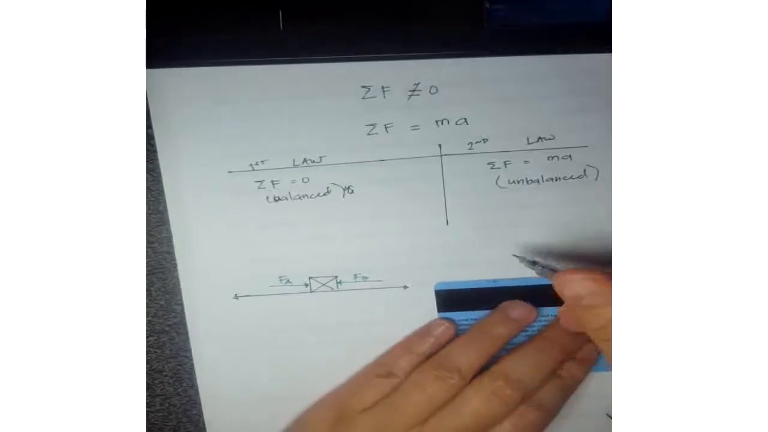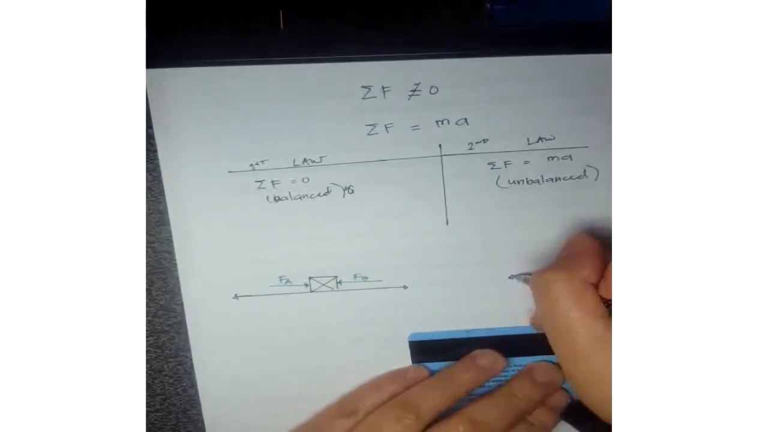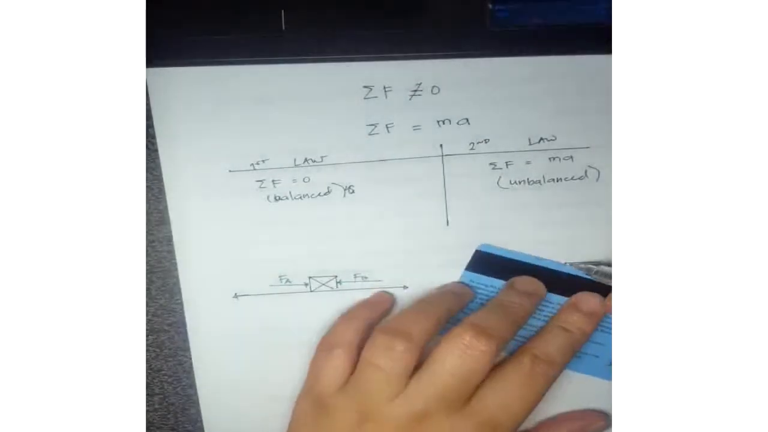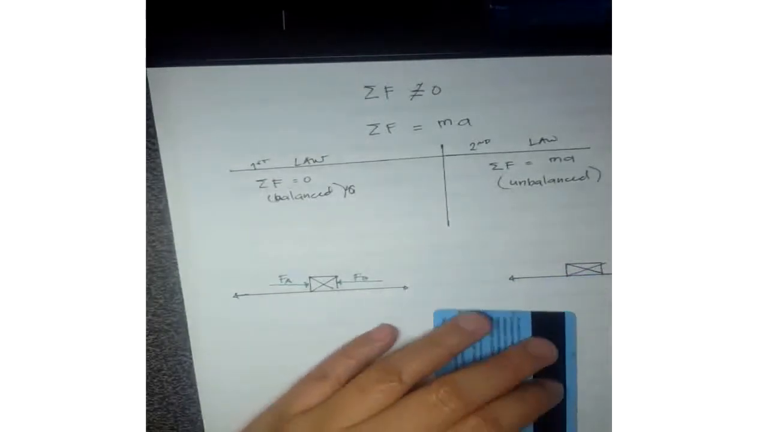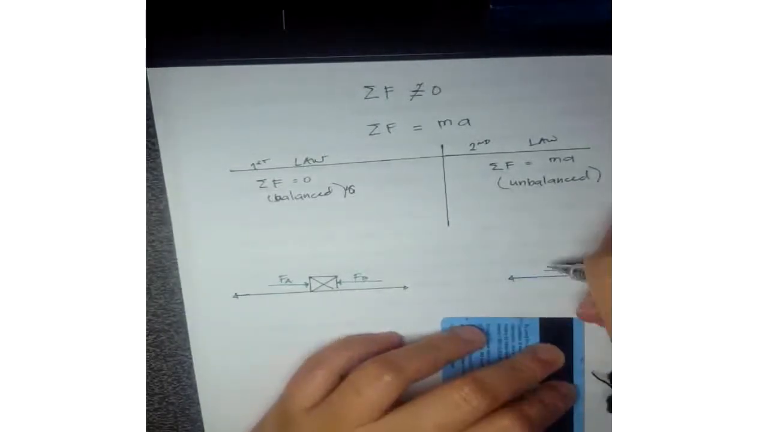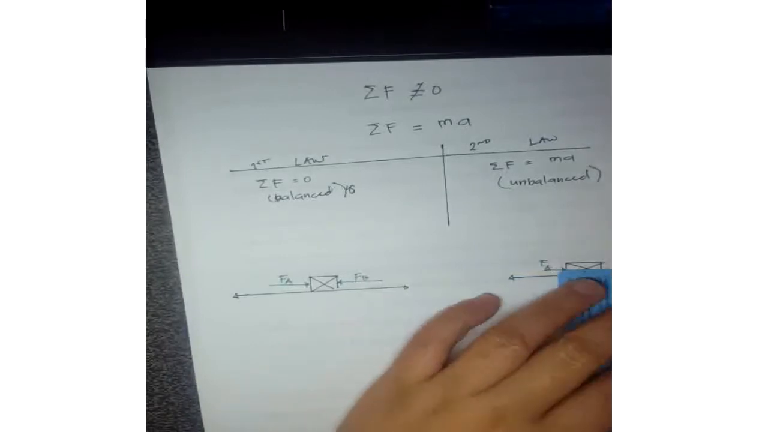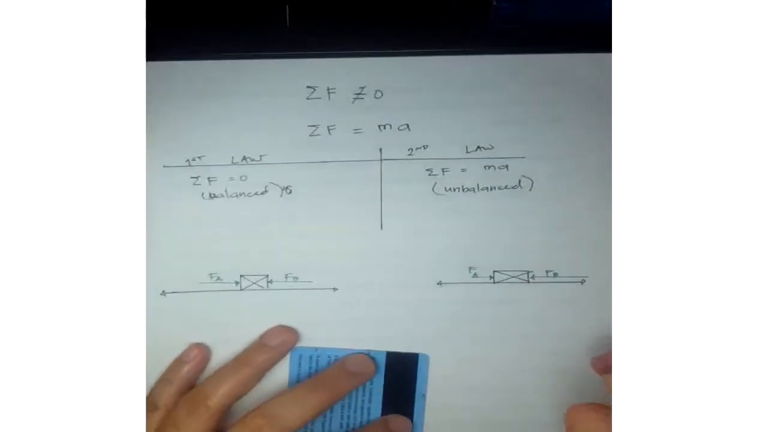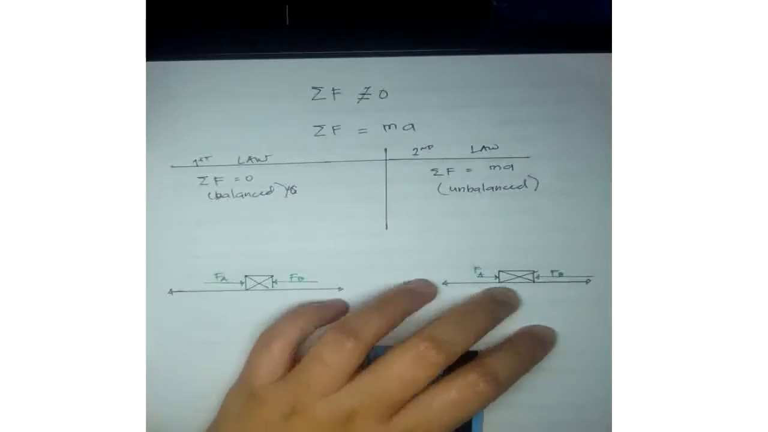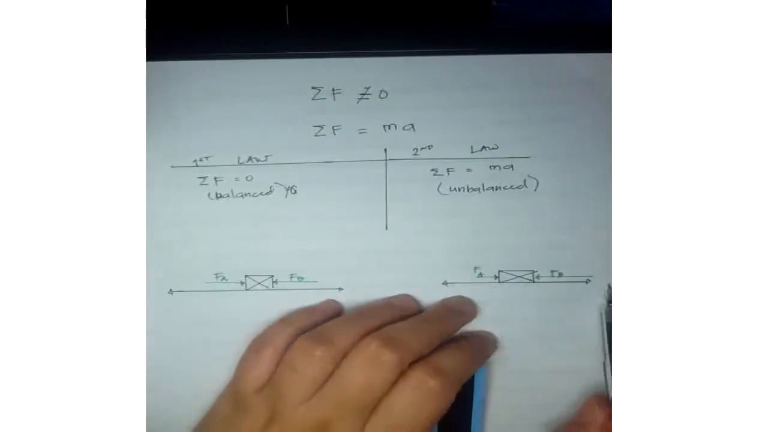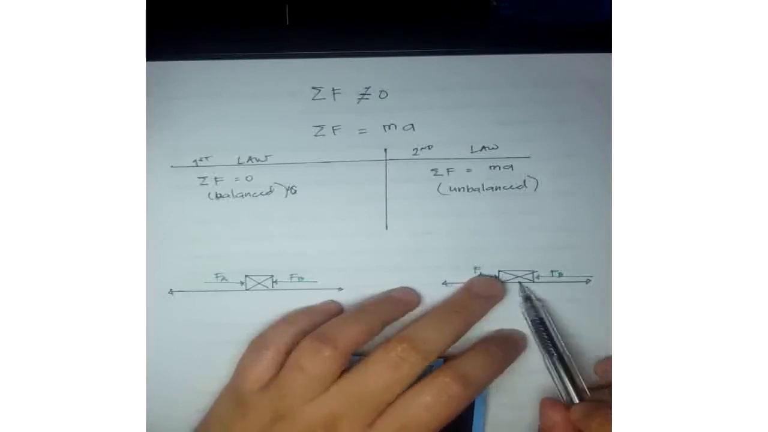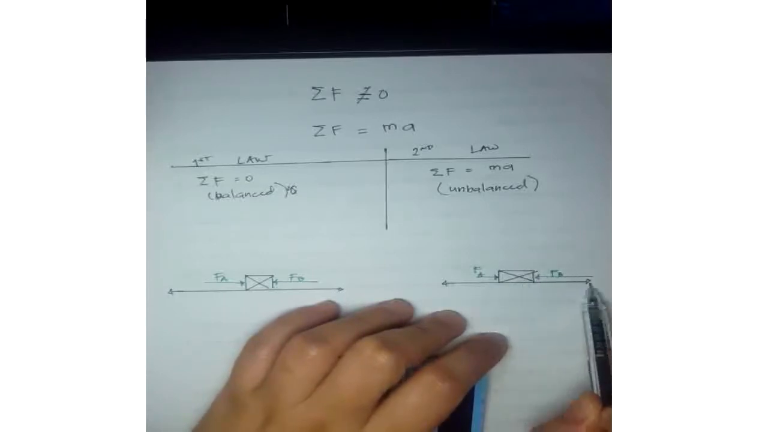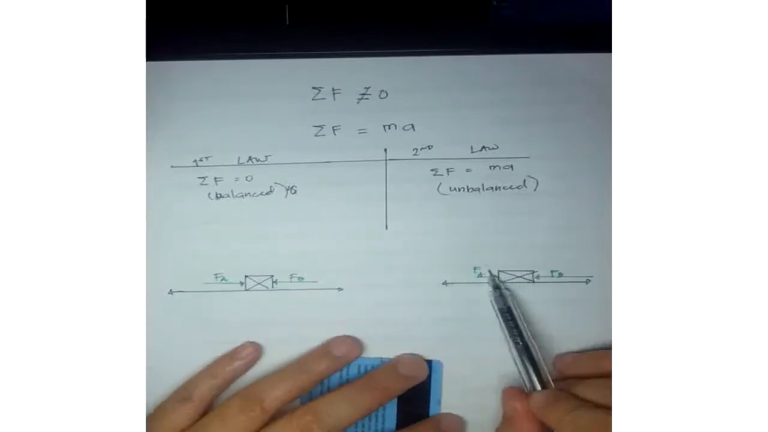While in the second law, there is an unbalanced force. Here you can see that force B is greater in magnitude than force A. Therefore, the box will move to the left since force B is greater than force A.